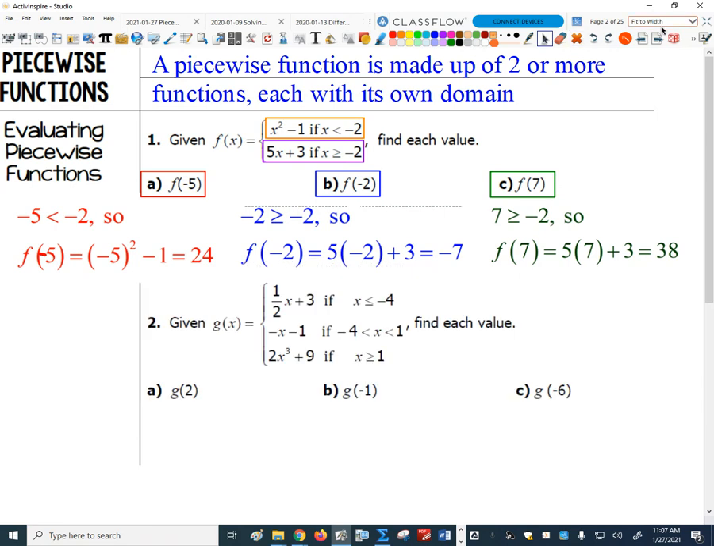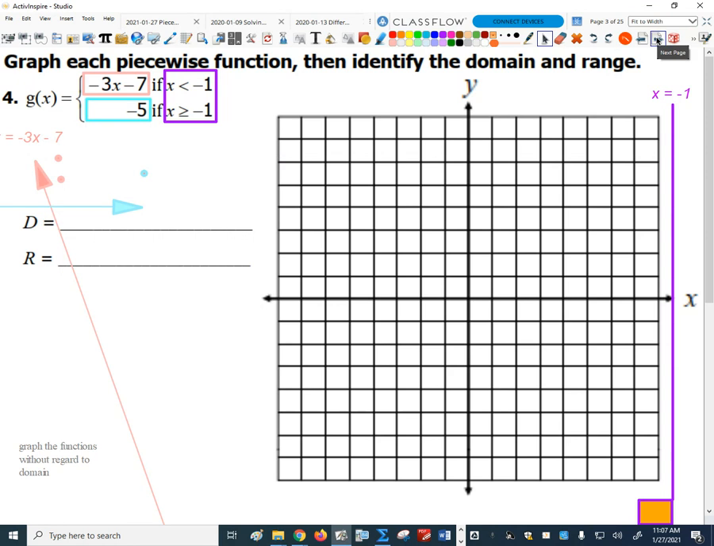All right, so that's how we evaluate piecewise functions. Now let's work on graphing piecewise functions. And I'm going to take you through this slowly. But at the end, you're going to get this. If you just pay attention here, you're going to get this at the end.